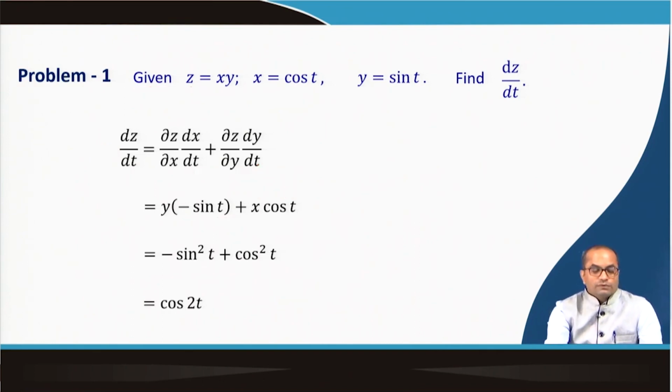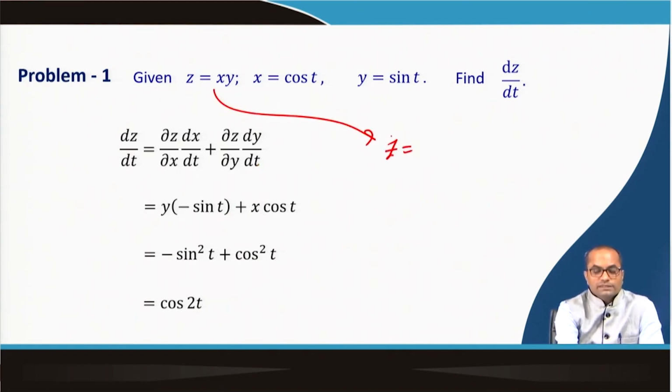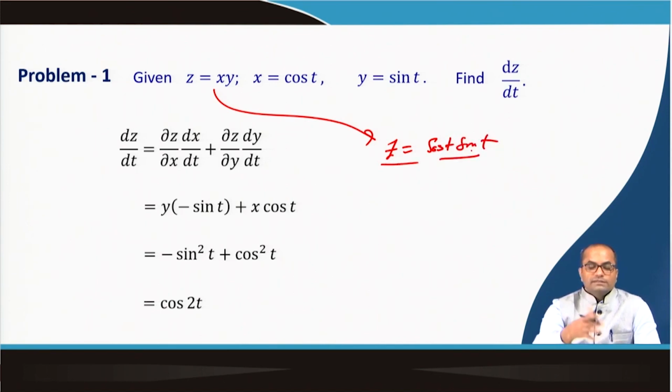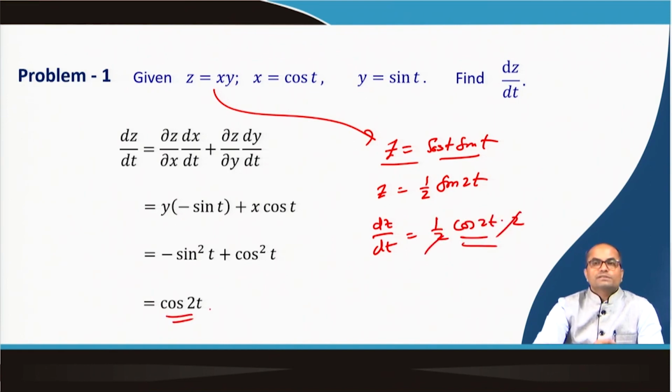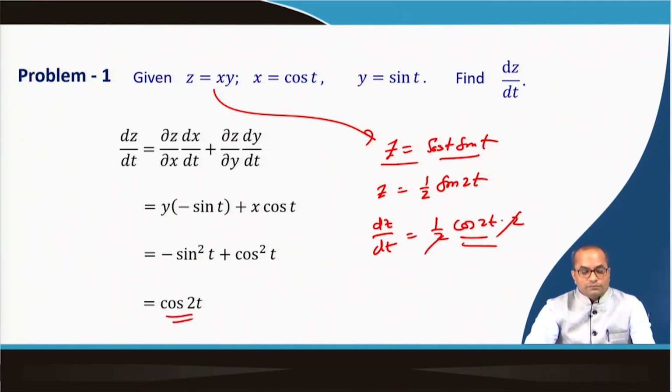So, this is what we got from the formula, but the direct way is also possible in this simple case. z is equal to x y, where x is cos t and y is sin t. So, directly we have written z in terms of t, as a function of a single variable. So, z is equal to half sin 2t. If we get dz over dt, it is just half times cos 2t times 2. So, the result is cos 2t, of course the same as we got with the formula.